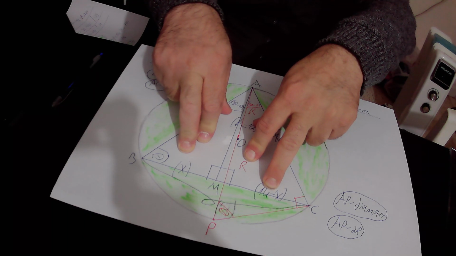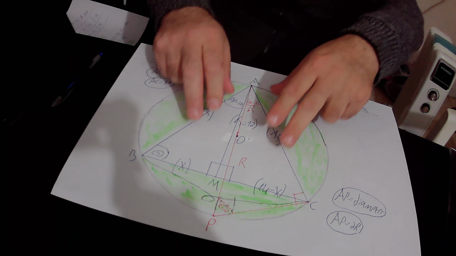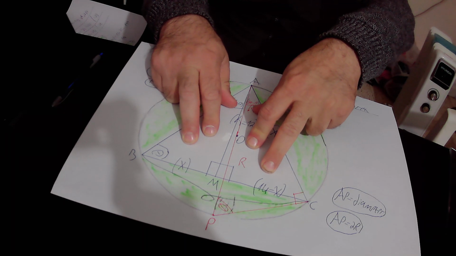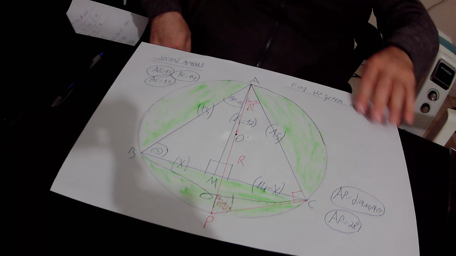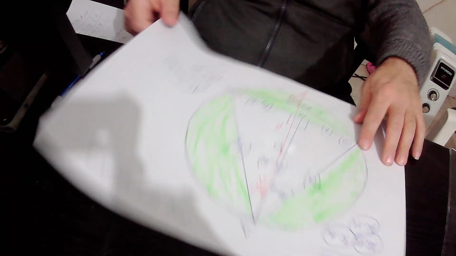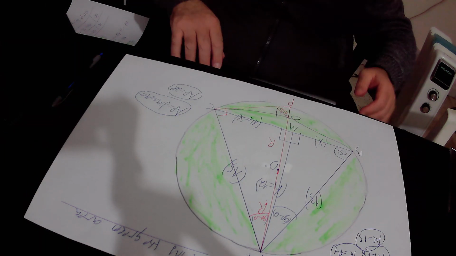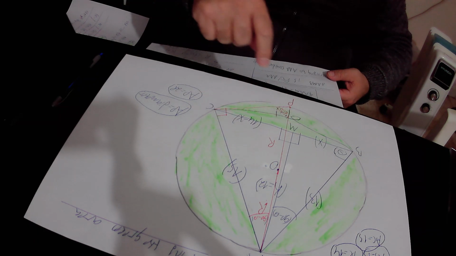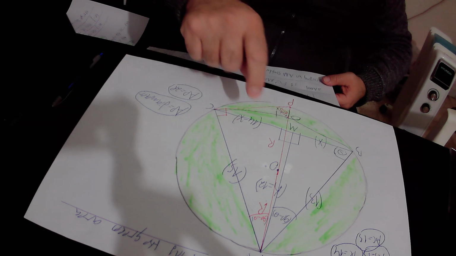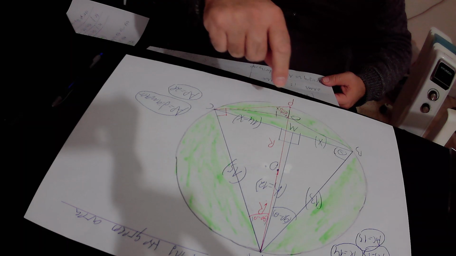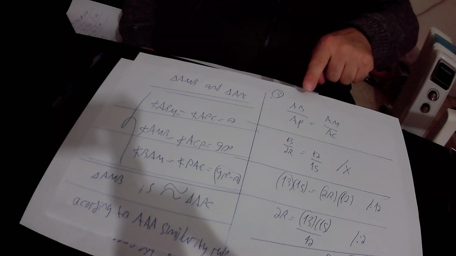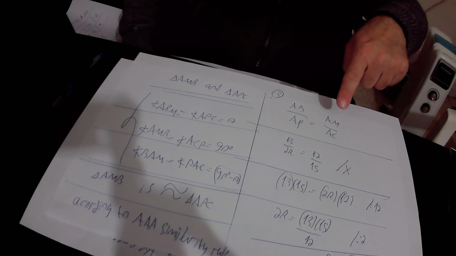And from the fact that those two right triangles are similar to each other, we derive that the following relationship exists between their sides. We derive that AB in triangle AMB over AP in triangle APC equals AM in triangle ABM over AC in triangle ACP. I repeat again, we derive that AB over AP equals AM over AC.